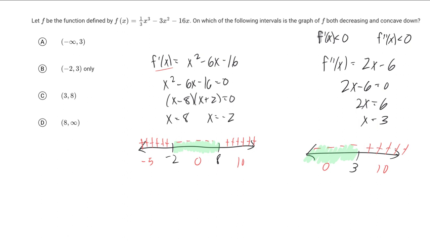If I think about the overlap between -2 and 8 and to the left of 3, 3 would be there somewhere, and the overlap would be there. So between -2 and 3 is when my function is both decreasing and concave down. You can see these number line questions are going to come up a lot. Setting your equation equal to 0 to figure out the important values, and then picking test points to figure out your negative and positive for both of your derivatives.